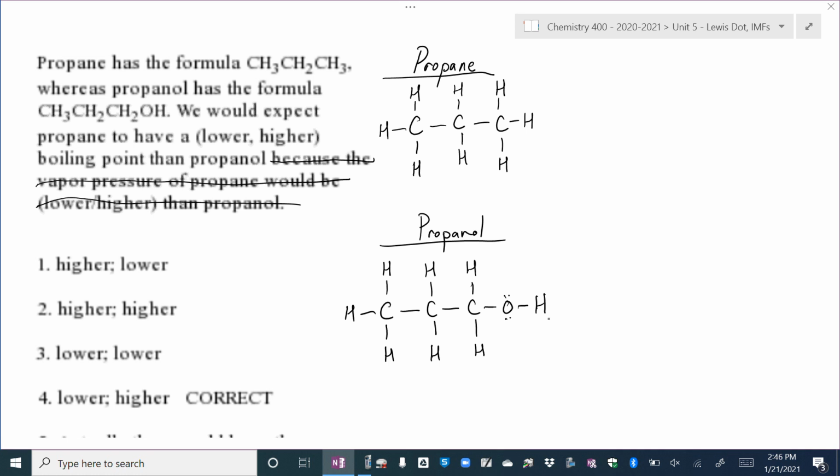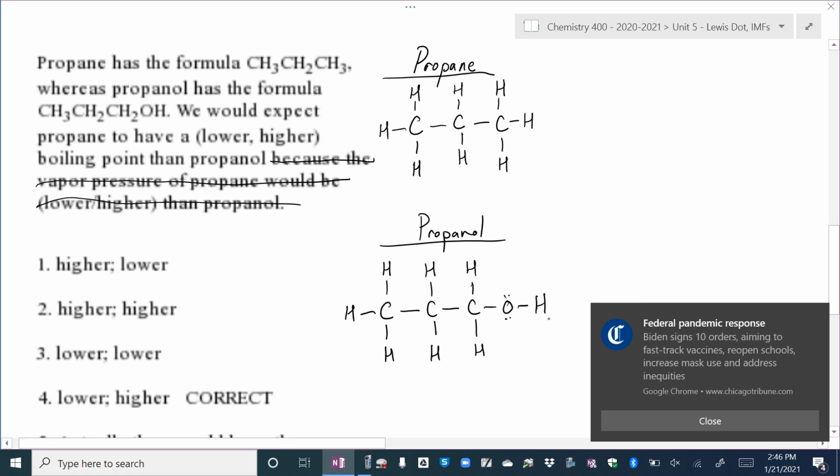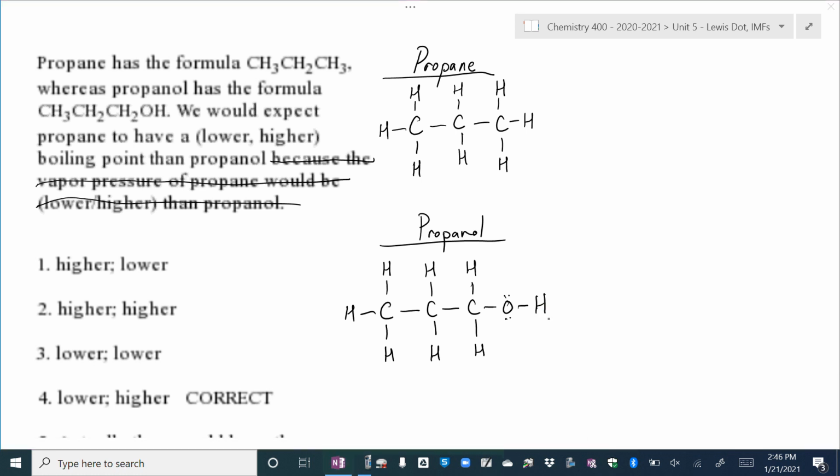Is that molecule symmetrical? I try to cut it down the middle. Try to cut it side to side there, right? This guy has symmetry. Okay, it is symmetrical. So this is LDF only. Okay, only London dispersion force is there for propane.